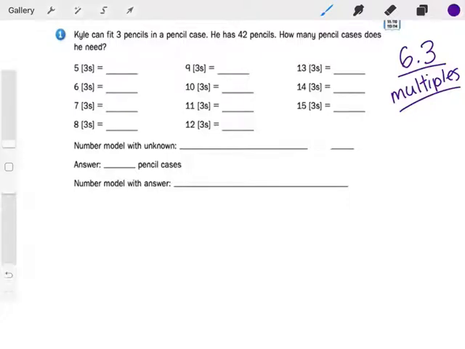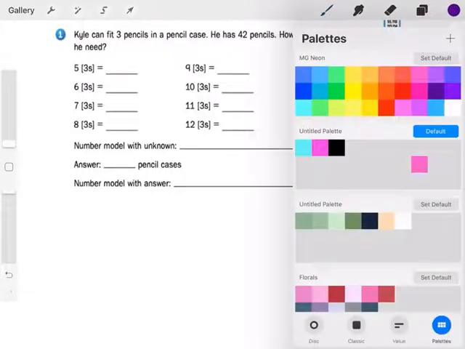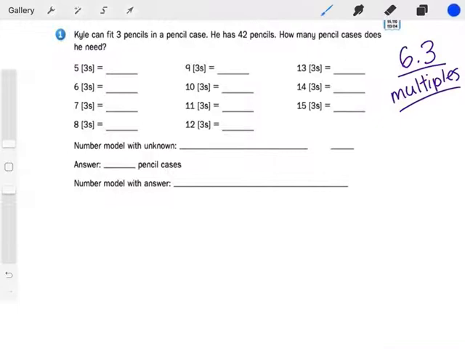Divide. So we're going to do number 1 together, and we're actually going to do number 1, 2, and 3. So hopefully that can help you complete the rest of your math journal pages. All right, number 1 says Kyle can fit 3 pencils in a pencil case. He has 42 pencils. How many pencil cases does he need?